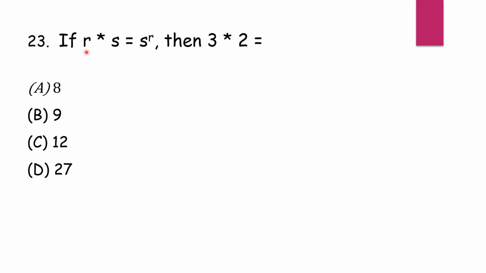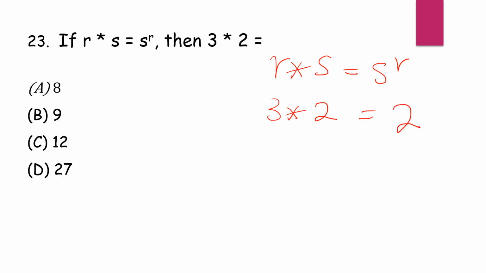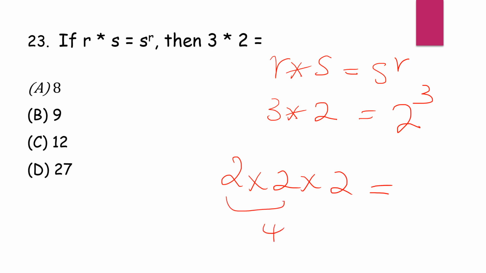Here we have, if R asterisk S is equal to S to the R power, then 3 asterisk 2 is equal to, so let's substitute. R asterisk S is equal to S to the R power. We have 3 asterisk 2. So we're going to write our S is 2 and our R is 3. So 2 to the third power means 2 times 2 times 2, 3 times. That is 4 times 2. The answer is 8. So our answer is A.